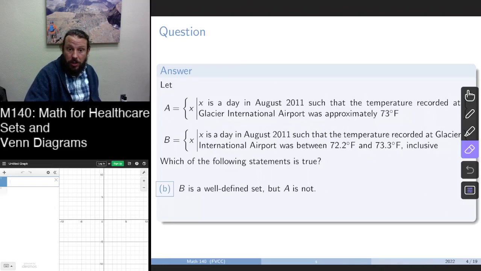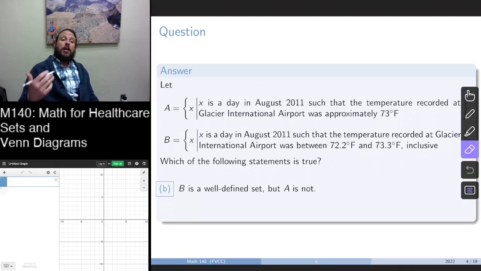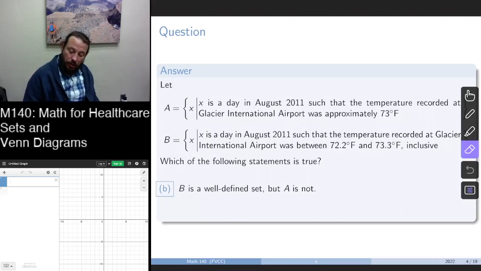To be approximately 73 degrees, it means to be between 72.2 degrees Fahrenheit and 73.3 degrees Fahrenheit. And I will say defining your sets is going to be a lot like defining your variables in Unit 1.